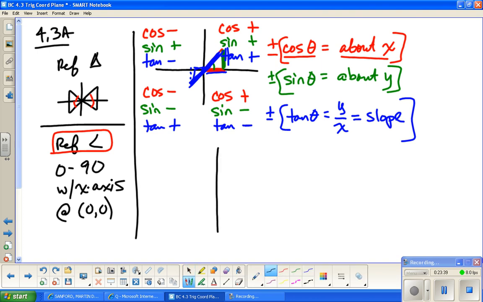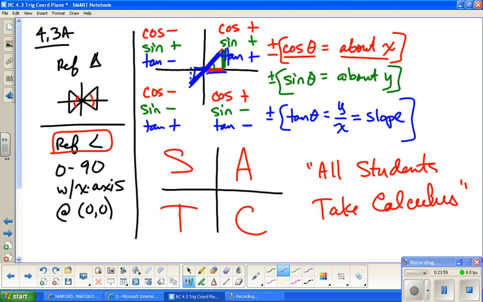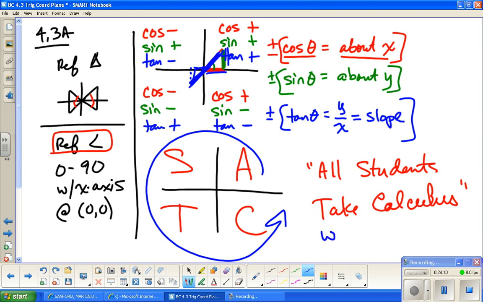And this mnemonic you can make up your own, but the idea is this works. And the phrase is all students take calculus, and what we're doing is we're going in order through the numbering of the quadrants. So all students take calculus. Okay, and what this does is it tells you where things are positive. So in the first quadrant, all of them are positive.